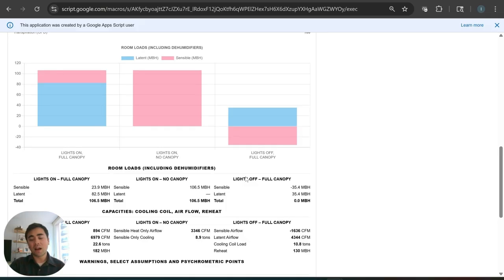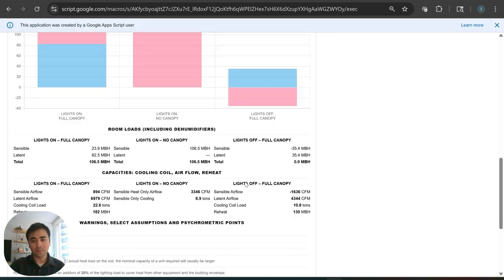Then for the lights off condition, similar airflows are calculated to remove these loads based on the room conditions and leaving cooling coil conditions. Sensible airflow here is negative because the sensible load is negative. That doesn't make a whole lot of sense. But again, the larger airflow, which is latent, is used to calculate the cooling coil load.